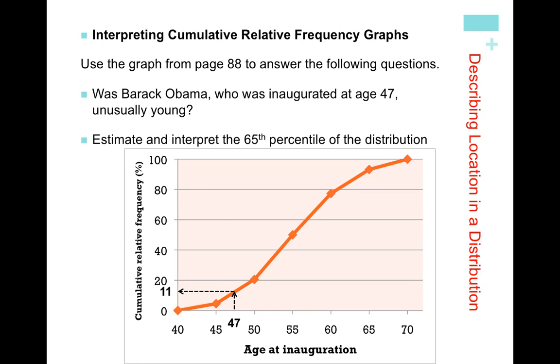We can also work in the opposite direction. The second question is about the 65th percentile. The 65th percentile is on the y-axis, so we would locate 65 here, trace over to the graph and down to the x-axis to estimate what that age would be. So here, the estimate of age is just going to tell us we think that about 65% of presidents were inaugurated at that age or younger.